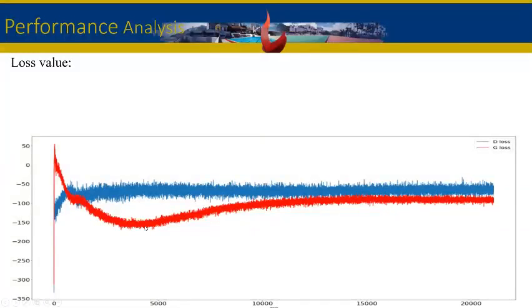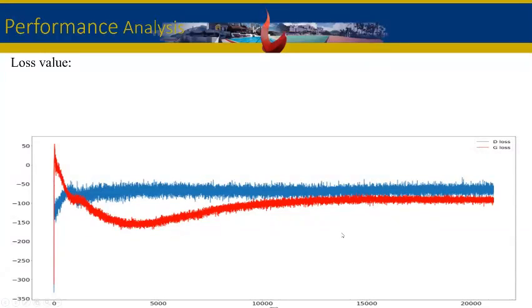I'm Qiri, and now I will introduce the performance analysis part. Firstly, let me talk about the loss value. We trained the model for 22,000 turns, and here are the changes of the discriminator and the generator loss value. There are some interesting observations.